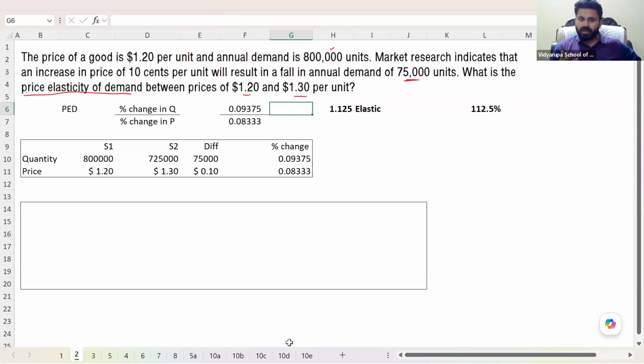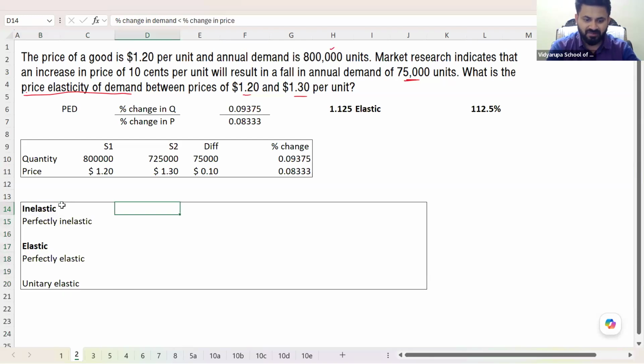So in total, we can categorize mainly into two, elastic and inelastic. But are these the only two categories? No, there is actually a total of 5 categorizations. In total, we can say there are 5 categories of elasticity. So what are they? Let's have a look. We'll look at it one by one.